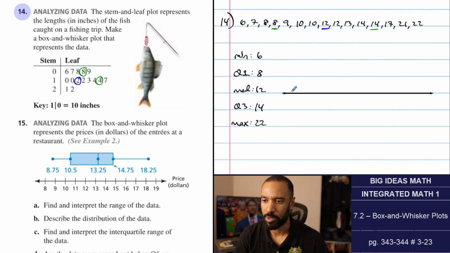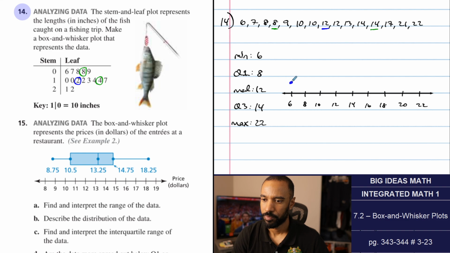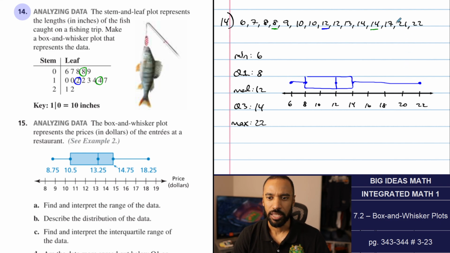Going from 6 to 22, let's go by twos. So 6, 8, 10, 12, 14, 16, 18, 20, 22. All right. 6 is our min. 22 is our max. 8 is Q1. Median is 12. And Q3 is 14. All right. Box meets whiskers. There you go. This is lengths in inches.